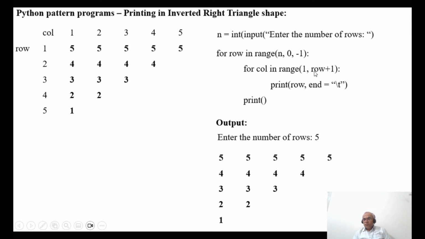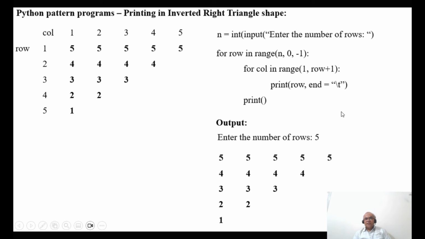So what is the row number now? 4. So 4 plus 1, it becomes 5. 1 comma 5 means how much? 1, 2, 3, 4 excluding 5. So we have 1, 2, 3, 4 up to this. So first the column will be taken as 1. Is 1 within 5? Condition is true. Print row. What is the row number now? 4. So that is the reason why you are printing 4 here.